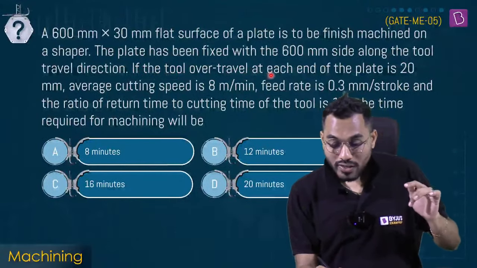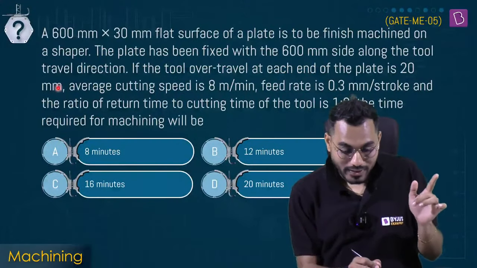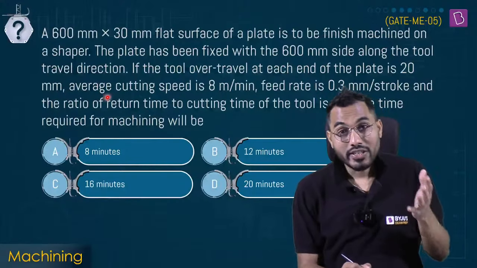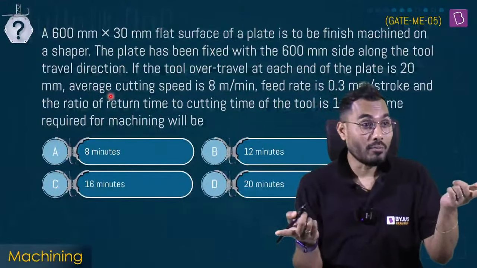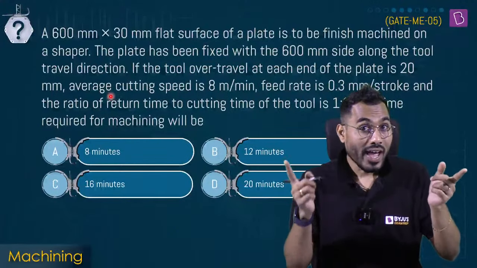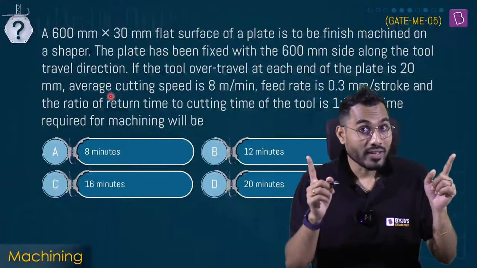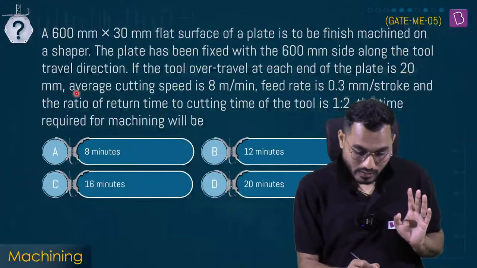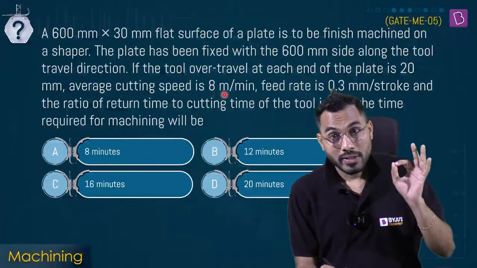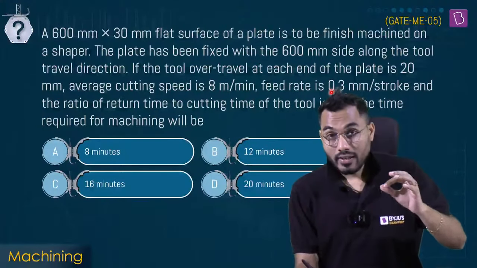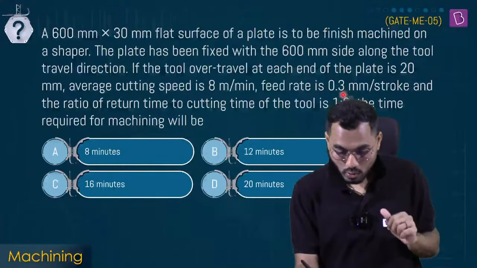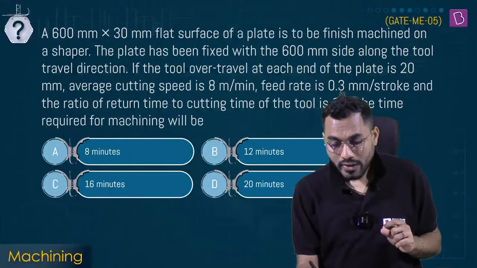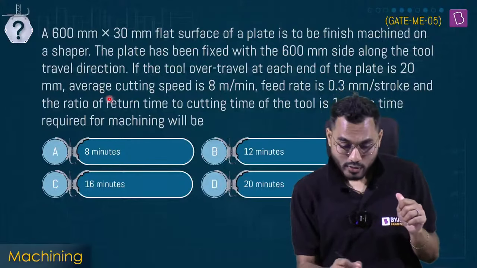If the tool overtravel at each end of the plate is 20 mm. So overtravel is 20 mm. At each end means approach and overtravel, please understand this point. Approach and overtravel have to be considered, right? Fine, because at each end, approach and overtravel will be 20 mm. Average cutting speed is 8 meter per minute. The feed rate is given 0.3 mm per stroke and the ratio of return time to the cutting time is 1:2, that is 0.5.